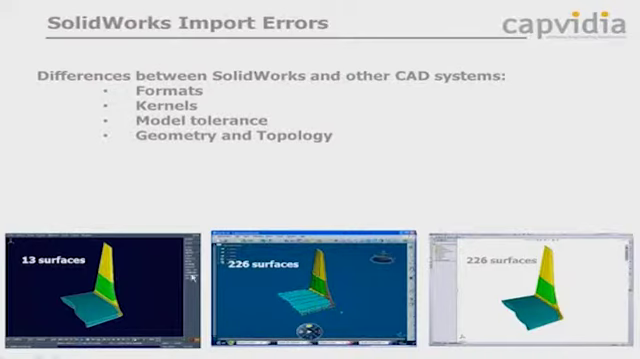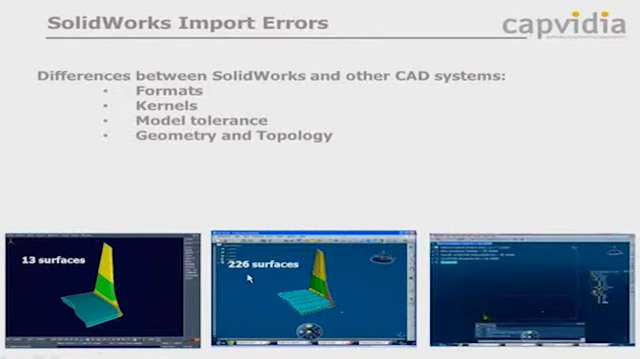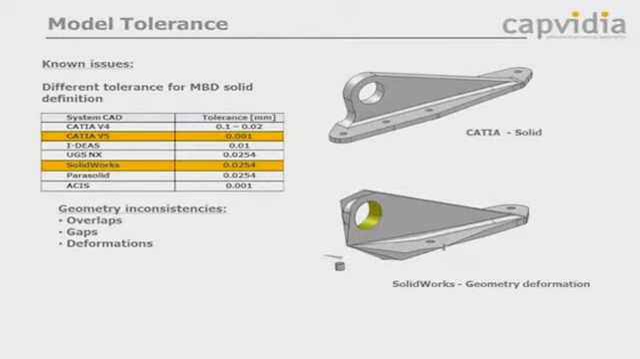Let me explain one issue here: model tolerance, why it's important, and what can happen. Here we have a solid in CATIA v5. Now CATIA v5 has a very tight tolerance. SolidWorks is a little bit larger. It's similar to Unigraphics and Parasolid because they're all based on the Parasolid kernel. If you don't deal with these tolerances correctly, you can easily get inconsistencies such as overlaps, gaps, and deformation. Here you can see the CATIA solid brought into SolidWorks. There's some deformation. There are some issues, and that's due, in this example, to tolerance.